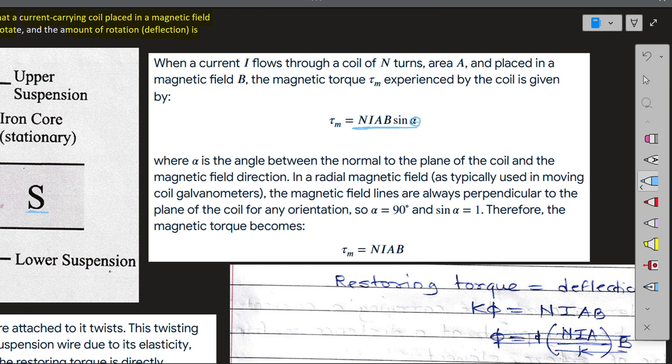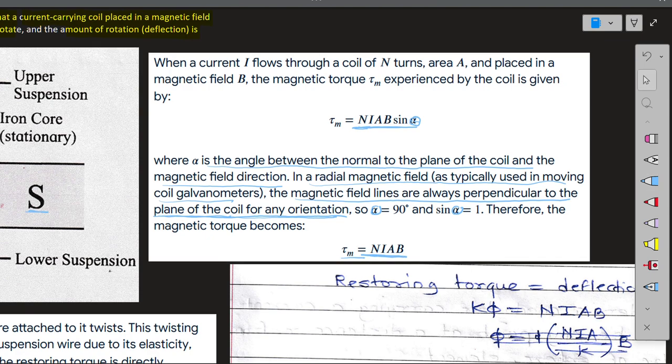And now, very important, why radial magnetic field? As theta is the angle between the normal to the plane of the coil and the magnetic field direction. If a radial magnetic field is typically used in moving coil galvanometer, magnetic field lines are parallel to the plane of the coil. Thus, for any orientation, meaning it rotates through any angle, the magnetic field is in the plane of the coil. And we get theta as 90, sine theta is 1, and therefore uniform torque acts on the coil every time.